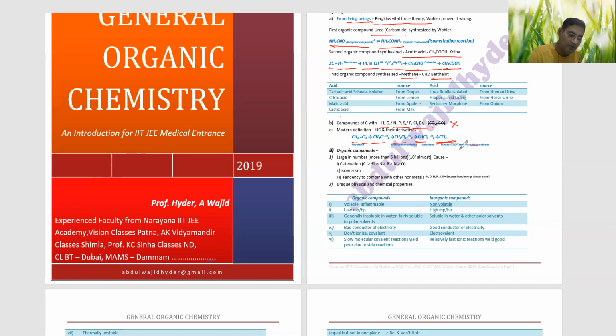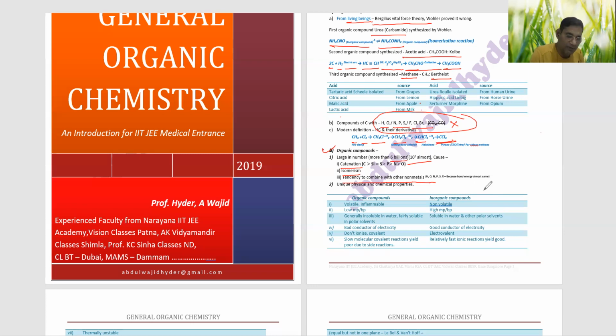Now, there is a question: why are organic compounds so large in number, although they are made of only these 10 elements? Only these 10 elements are there in organic compounds. Then also, the number of organic compounds is so large, approximately 6 billion, that is 10 to the power 7 almost. So what's the reason? Reason is catenation. Reason is isomerism. Reason is the tendency of carbon to combine with other nonmetals such as hydrogen, oxygen, nitrogen, phosphorus, sulfur, halogens, because bond energy of all these elements is almost the same. That's the reason for the large number of organic compounds.